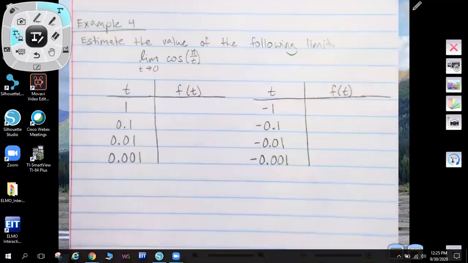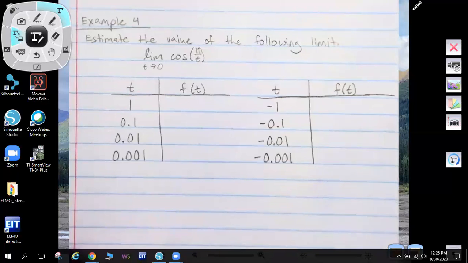Okay, I do want you guys to get some more practice plugging in these values into our function. So if you need to borrow a calculator, I can get you one.